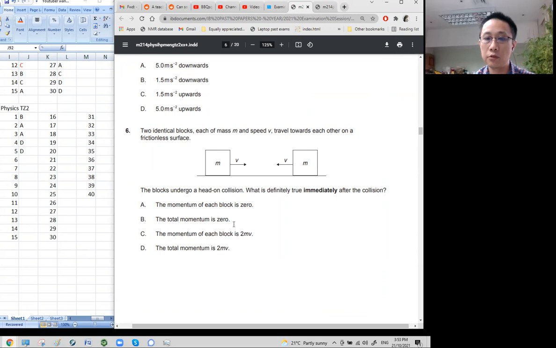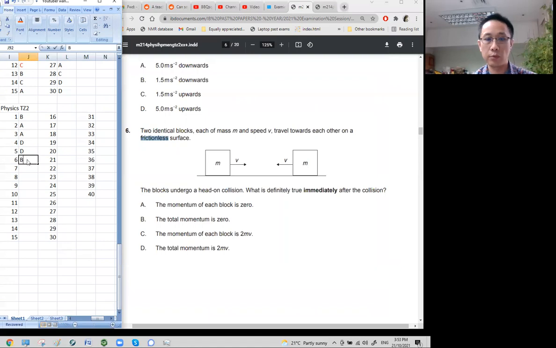The total momentum should be 0 if the masses are identical and have equal and opposite velocities, because mv plus negative mv is just 0, and then conservation of momentum in the absence of any external force, such as having no friction on the surface. The final momentum should be 0.